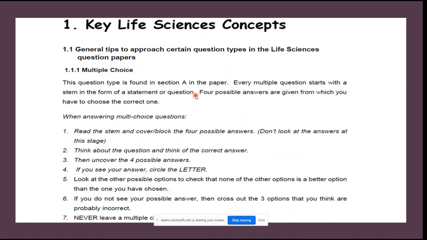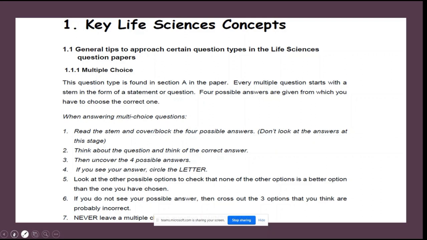So when answering your multiple choice questions, you read the stem and cover the four possible answers. Don't look at the answers at this stage. Think about the question and think of the correct answer. Then uncover the possible answers. And if you see an answer, circle it. If not, read through the answers and make sure it is correct.